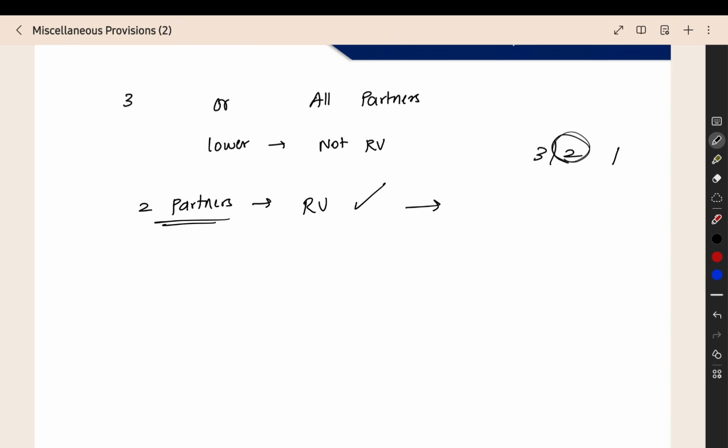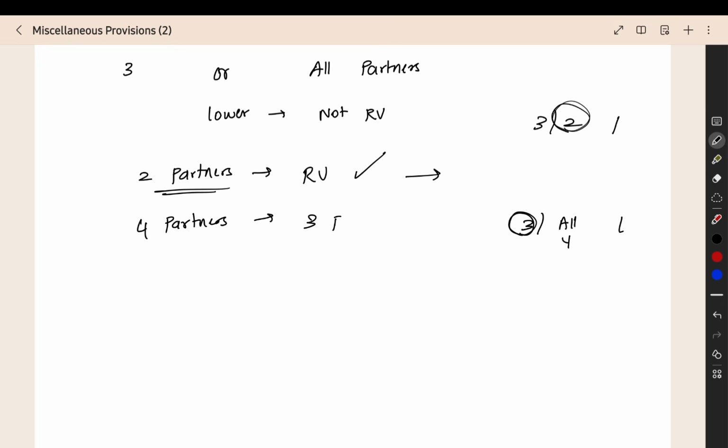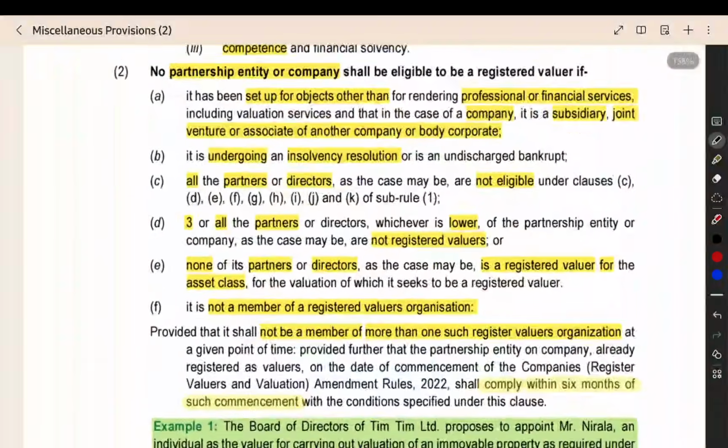Now we can take one more example, with a partner number more than 3. We can take 4 partners. 3 or all partners, that is 4, whichever is lower. So here it will come to 3. 3 is the lower number. So minimum 3 partners should be registered valuers. One partner can be a non-registered valuer. Minimum 3 individuals in the partnership should be registered valuers. Only then can you get the registered valuer certificate for the firm or company. So that is the rule they have given here.